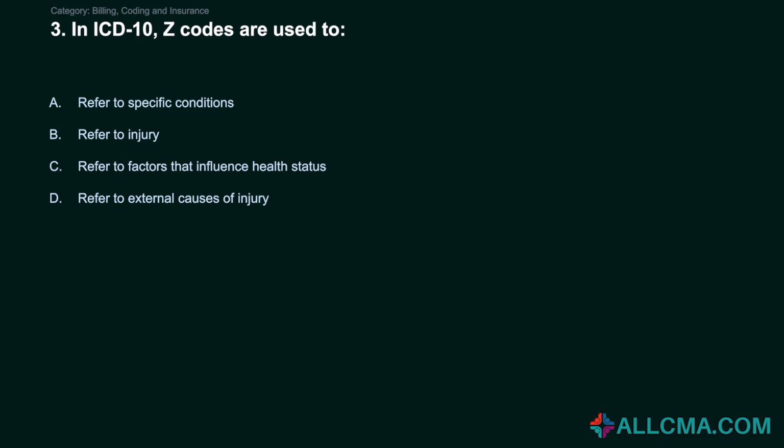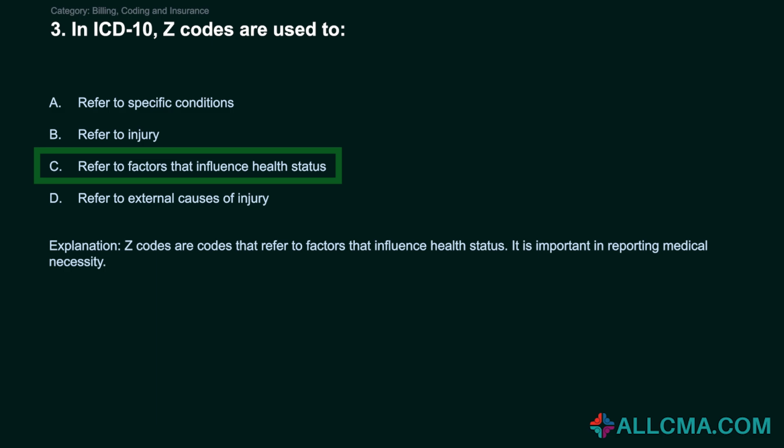3. In ICD-10, Z codes are used to A. Refer to specific conditions, B. Refer to injury, C. Refer to factors that influence health status, D. Refer to external causes of injury. Correct answer, C. Refer to factors that influence health status. Z codes are codes that refer to factors that influence health status. It is important in reporting medical necessity.